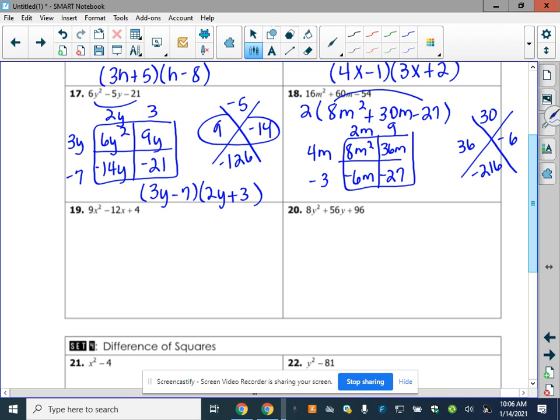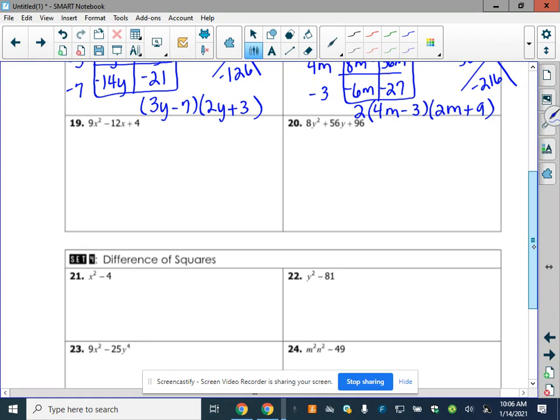Now, one thing I don't need to forget, I took a common factor out. I have to bring that down. It's part of the answer. So that's 2 times 4m minus 3, 2m plus 9. That is the final answer. You just make sure to include that common factor if you take one out.